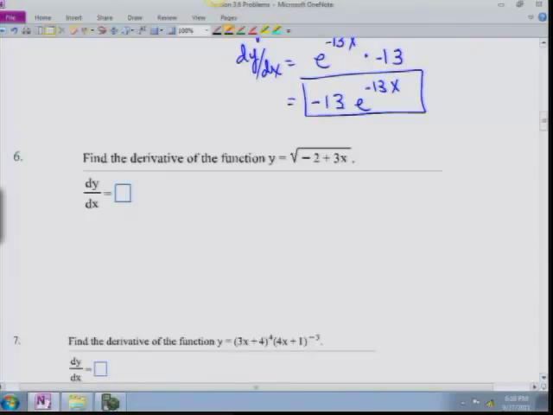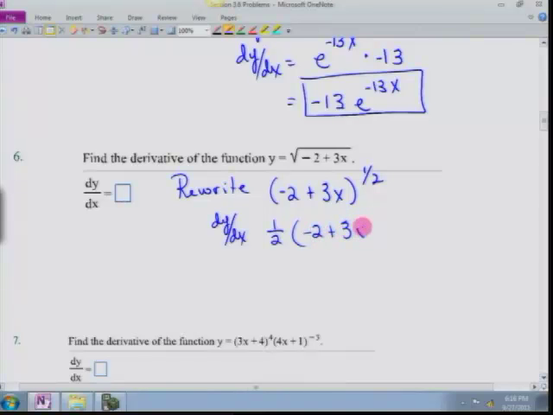All right, on number 6, what would be the first thing you would do to attack that problem? Rewrite it. Good. And so how would we rewrite it? Negative 2 plus 3x to the 1/2. Okay, that's going to make it easier for us to use the chain rule. So then when we take dy dx, we're going to have 1/2 times this to the what power? Negative 1/2 times what? 3.